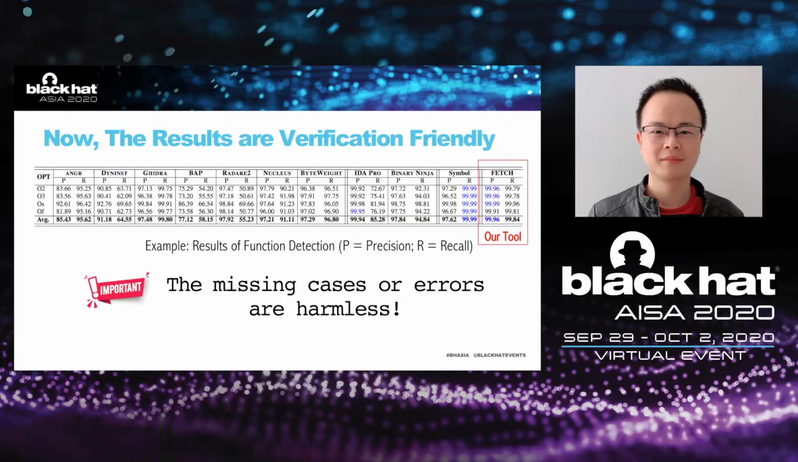Our approach provides the same level of coverage as symbols, and provides the same level of accuracy as the best commercial tool, ABI Pro. Second, and more importantly, most of the missing cases or errors produced by our approach are harmless to verification. Consider function detection as an example again. The effect of any function we missed is equivalent to inlining that function into its parent function, which has zero side effects to formal verification.